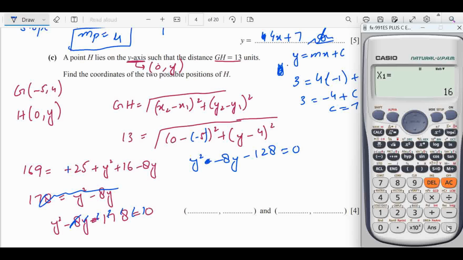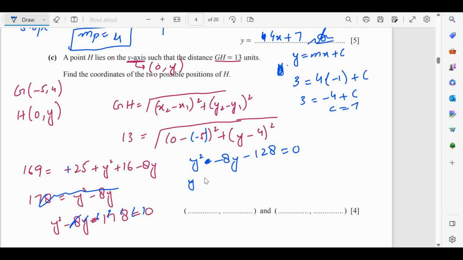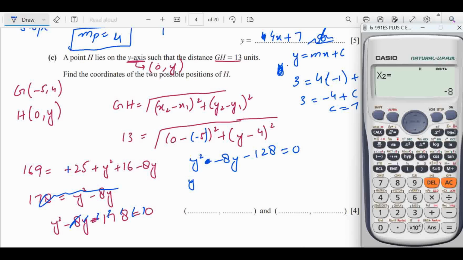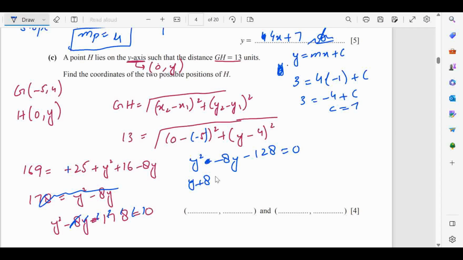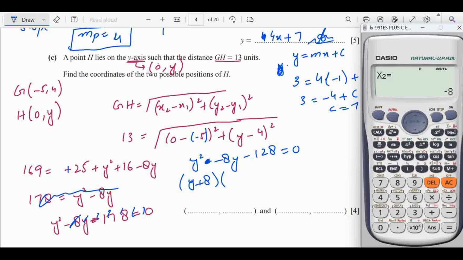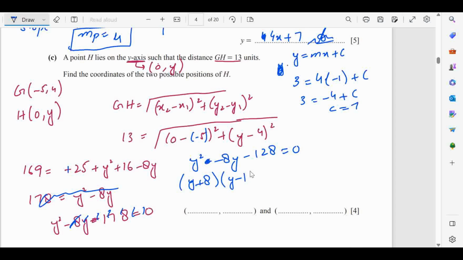So the roots will be equals to 16 and -8. So we can write it as y plus 8 will be one solution, and the other one is y minus 16. So from here we will have two solutions. The one will be equals to 0 and -8. The other one will be equals to 0 and 16. This will be the final answer. Let's move to the next question.